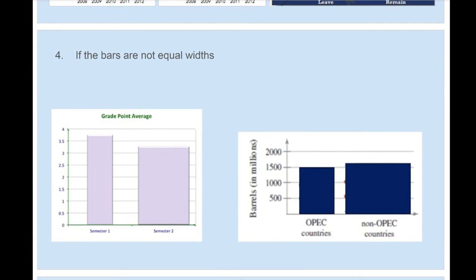Next, if bars are not equal width, so looking at semester 1, semester 2 grade point average, looking at the barrels in millions for two different countries, we have different bars. Again, we've seen an example in the warm-up where the different bars tend to be misleading and making us think that there's more people in there when there actually aren't. So if bars are not equal widths, then it can be misleading.